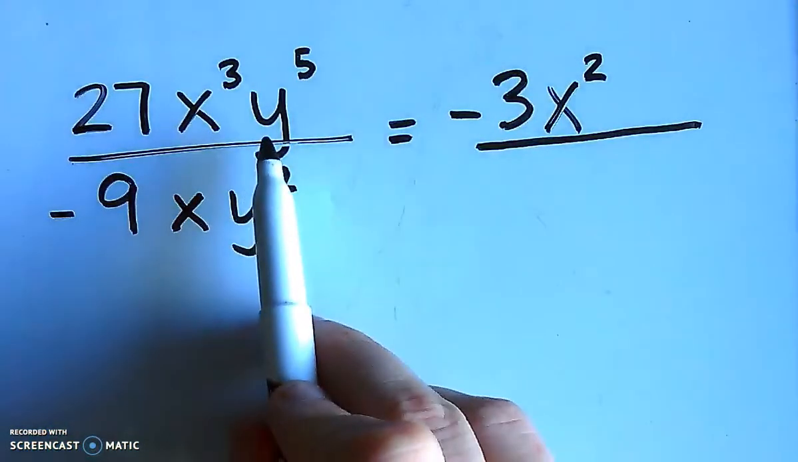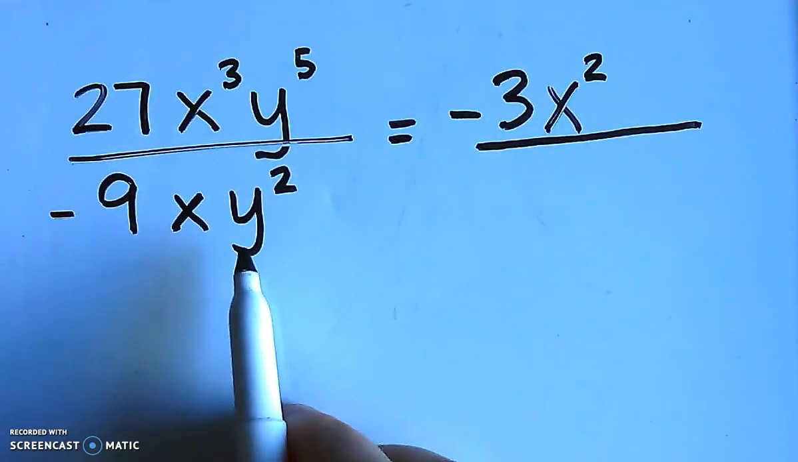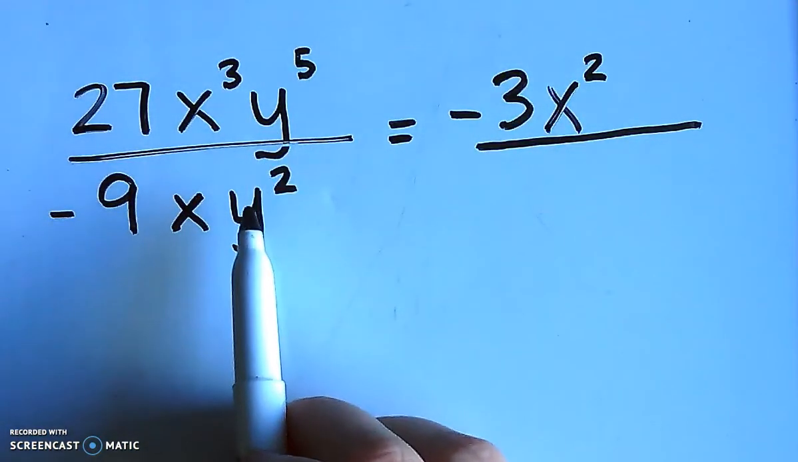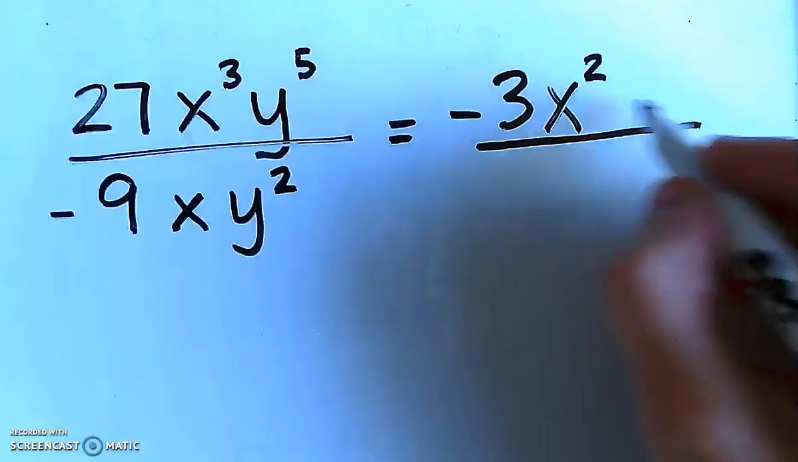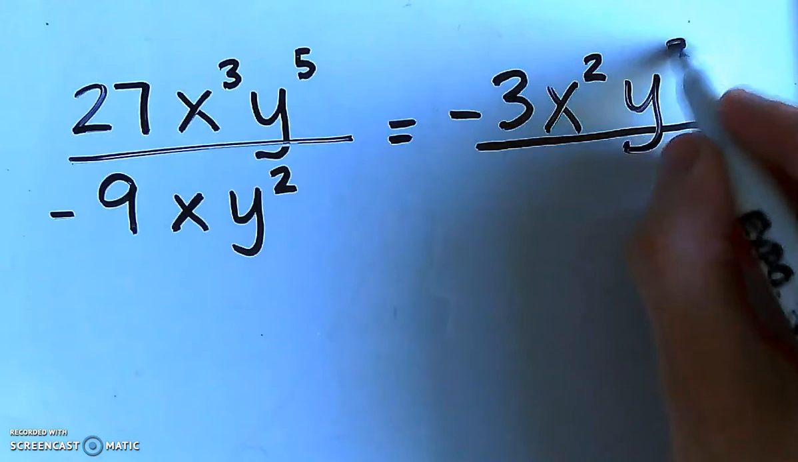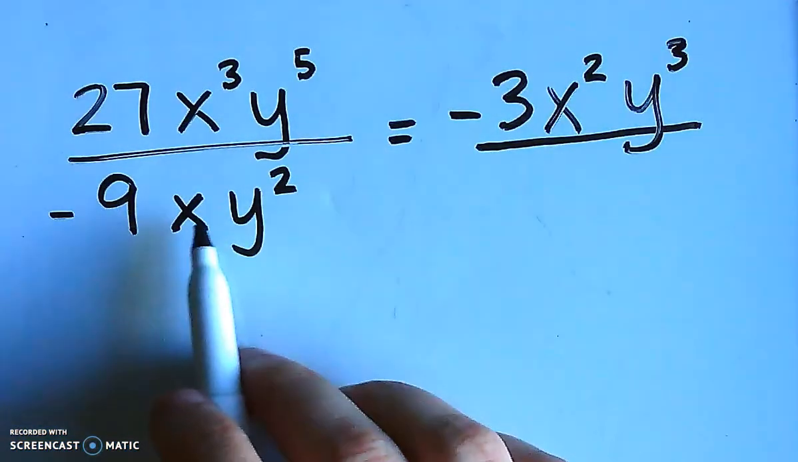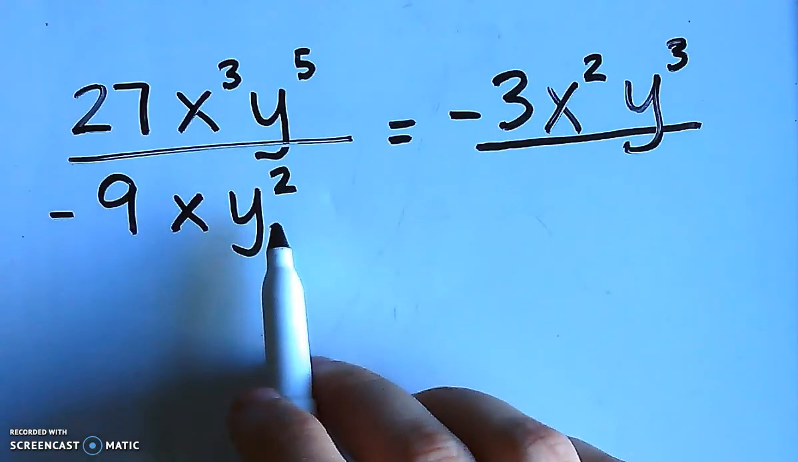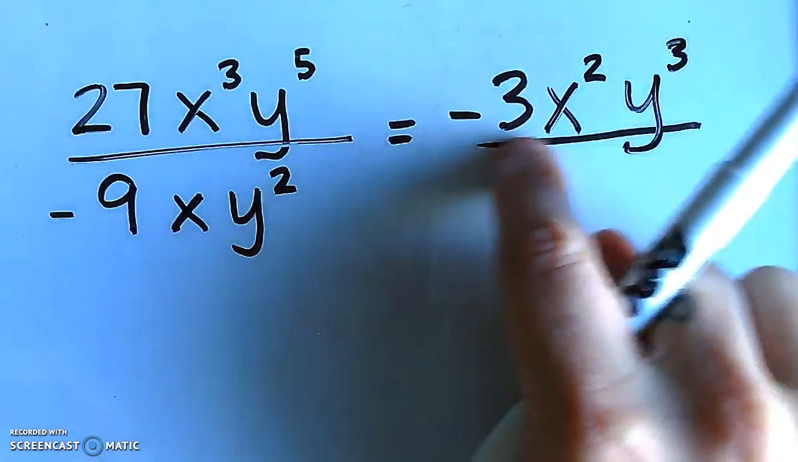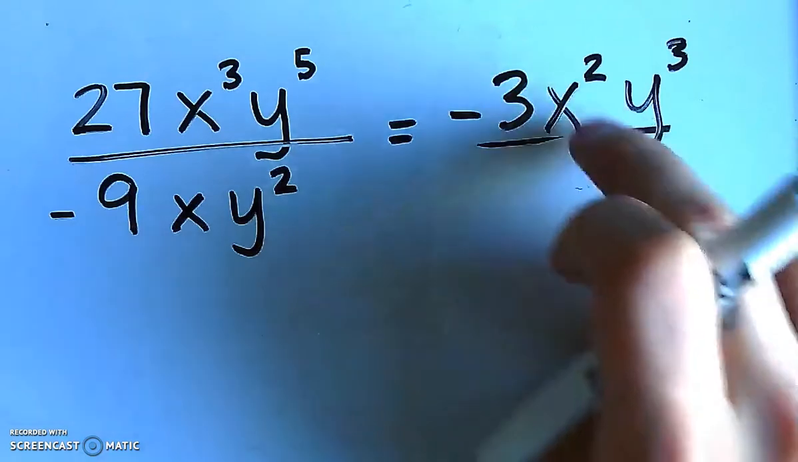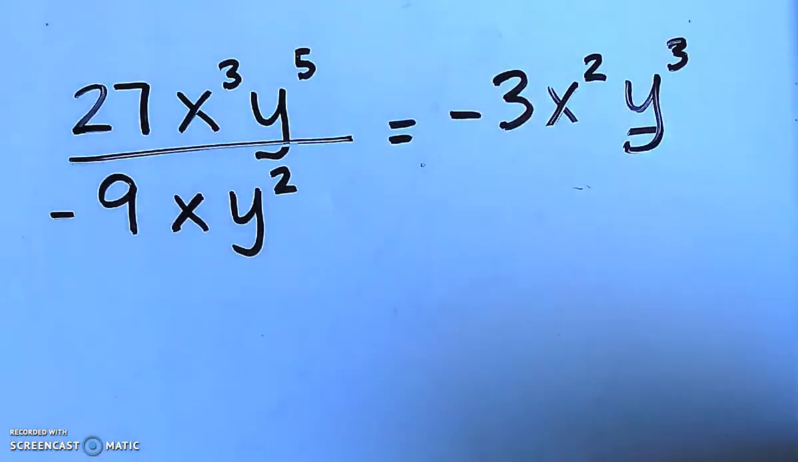And then when I have y to the 5th over y to the 2nd, remember, dividing the same base, if we just subtract the exponents, 5 minus 2 is going to give us 3. So I have y to the 3rd. What I'm going to notice now is that there's nothing left in my denominator, unless I did like a -3 over 1. But in that case, it's going to be unnecessary. And so this particular problem, this is going to be our final answer here.